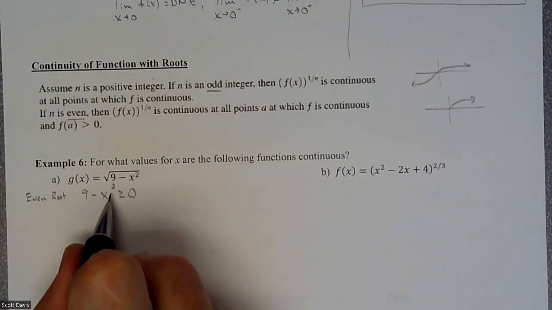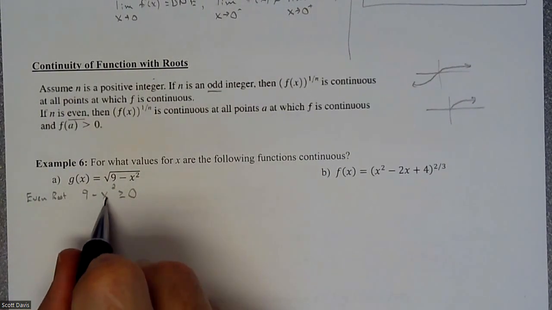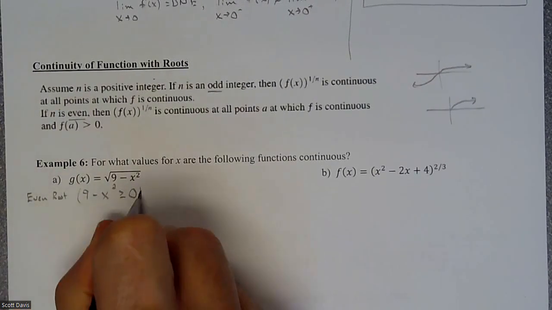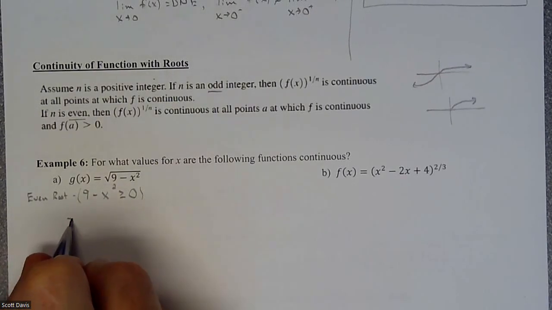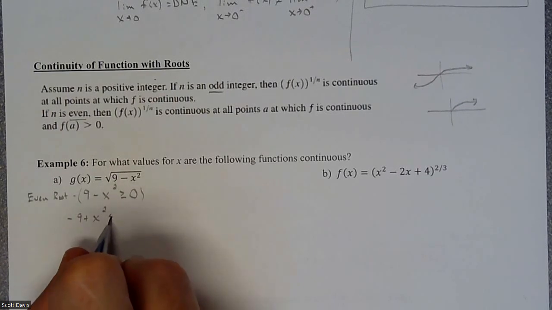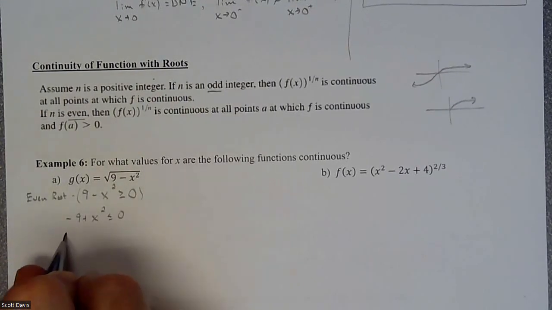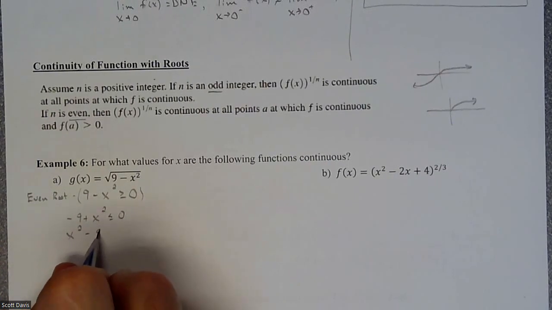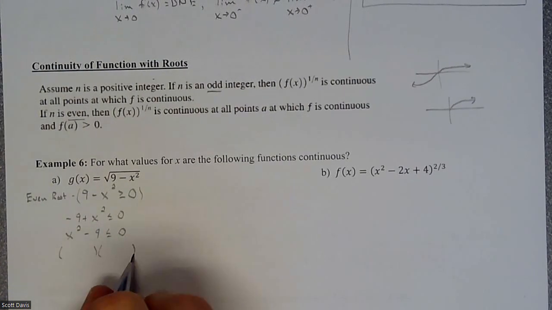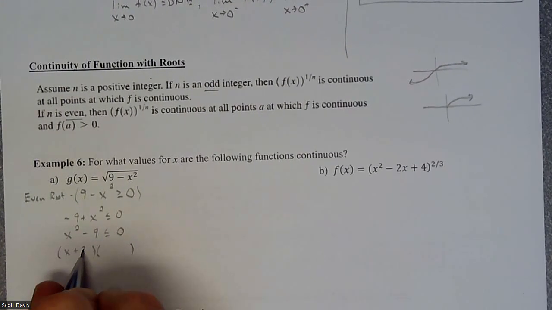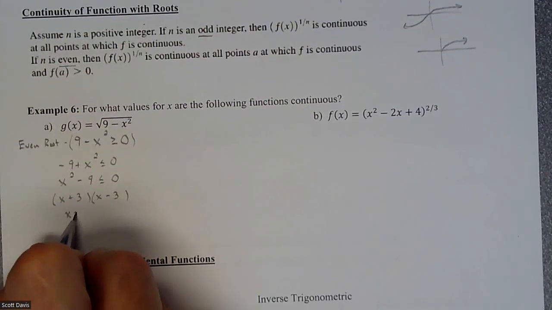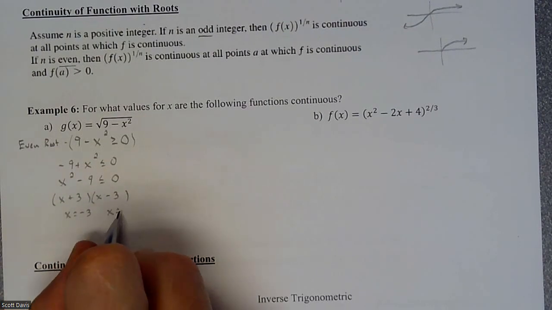Let me rearrange this whole thing. I'd like to factor and treat it like a quadratic, so I'm going to distribute a negative to every single term. That makes it negative 9 plus x squared, and now it's less than or equal to 0. I'll rewrite that: x squared minus 9 less than or equal to 0. Then I'm going to factor to find some critical numbers, into x plus 3 and x minus 3. So my critical numbers are x equals negative 3 and x equals 3.